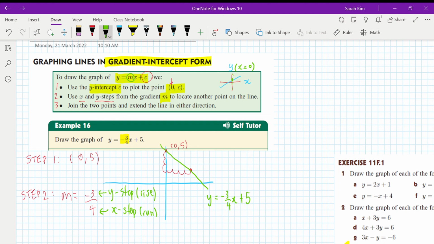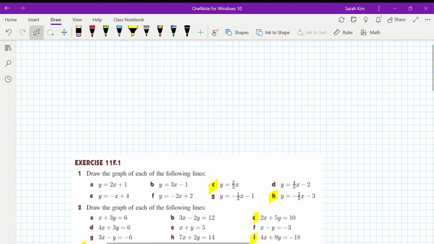Alright, once you copy this example down and write the steps, sorry, I should have written step 3. Connect the dots. So that's when I drew the green line. Once you do that, I want you to give C and H a go from question 1. That's it.